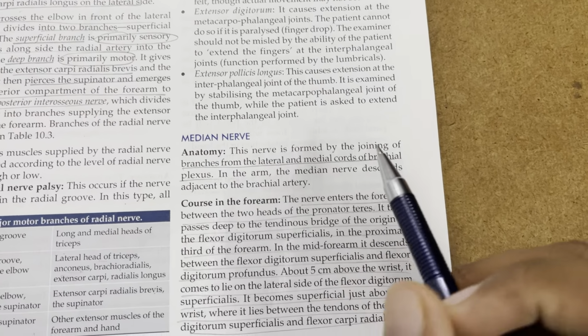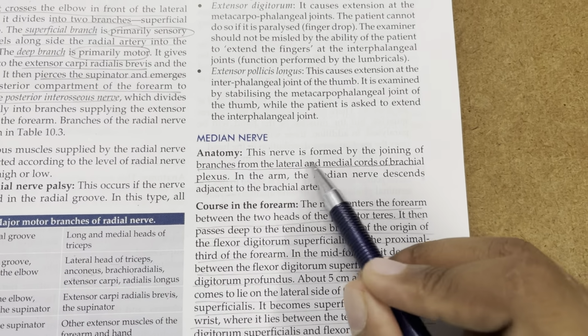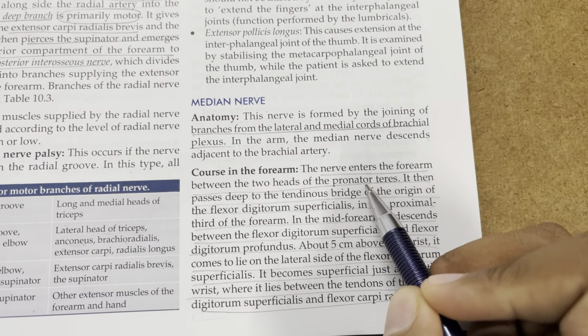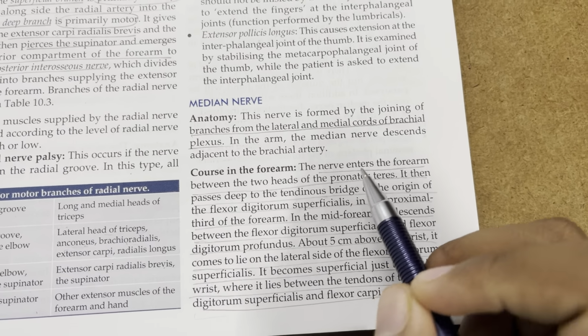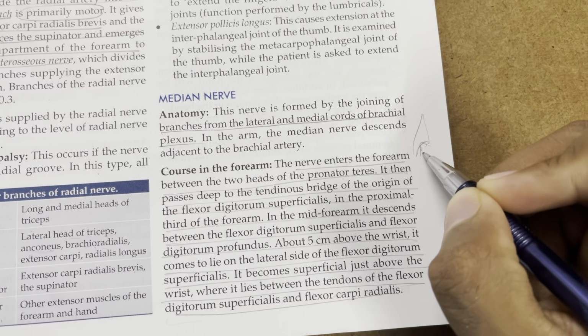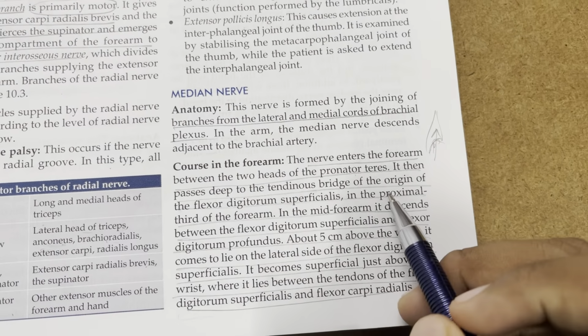Then median nerve. It is formed by the joining of branches from the lateral and medial cords of the brachial plexus. The nerve enters the forearm between two heads of the pronator teres. Then you have this tendinous bridge of the flexor digitorum superficialis muscle, and it passes beneath that.